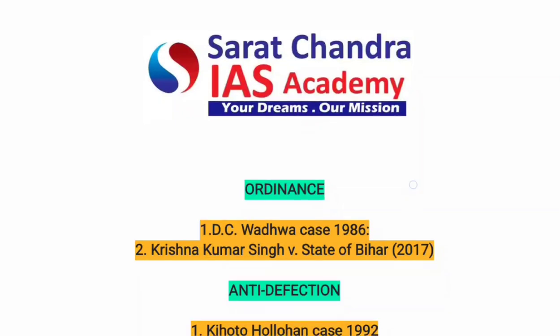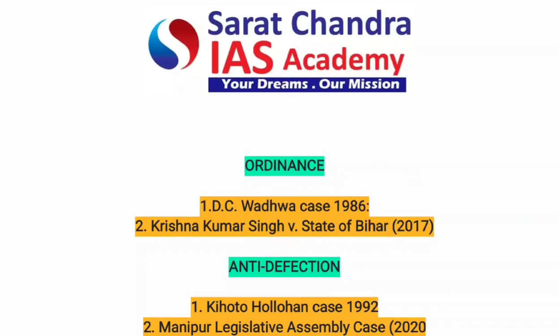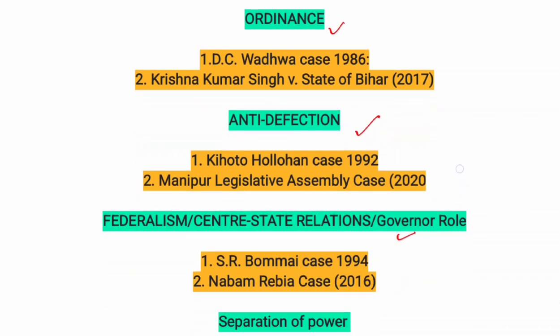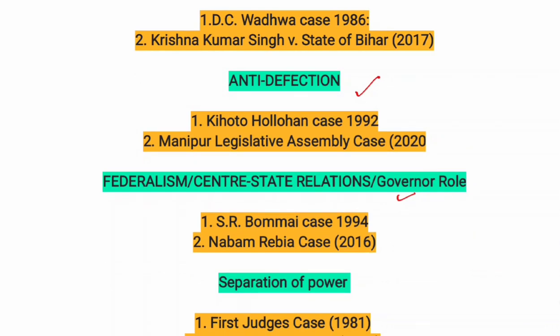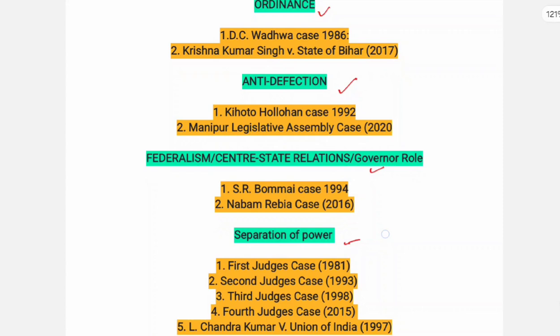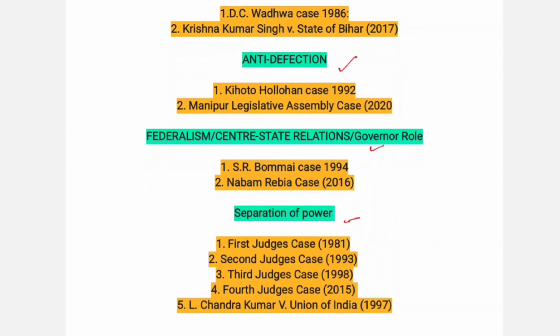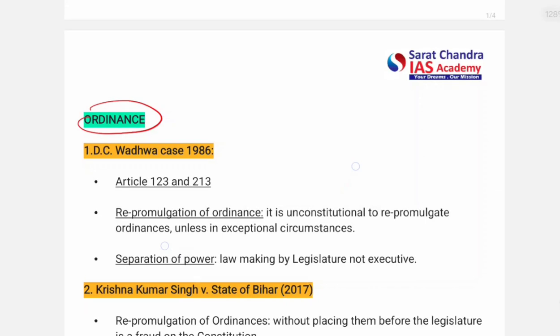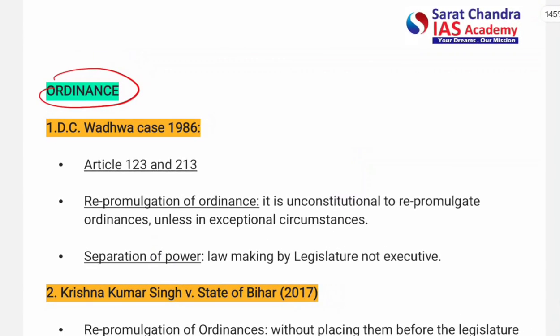In this video, we are going to discuss some of the important Supreme Court cases related to the ordinance, the anti-defection law, federalism, center-state relation, the governor's role, as well as the separation of power. So these 11 cases we are going to discuss. Let us start. The first case is related to the ordinance making power of the president and the governor.